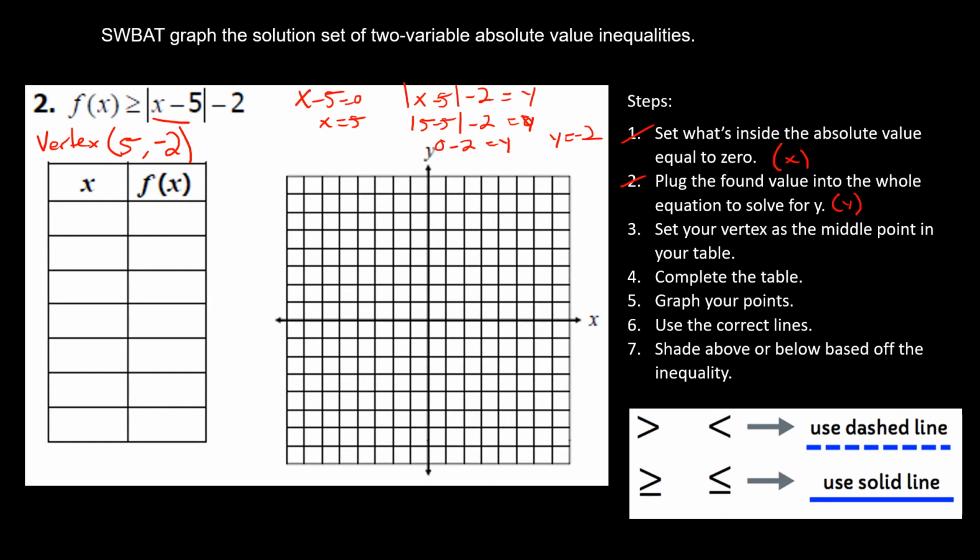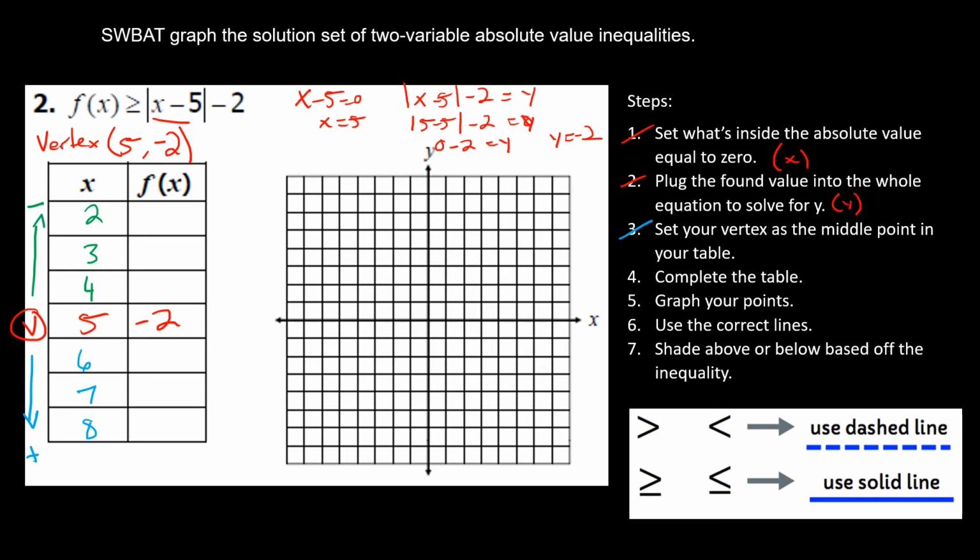Okay, we're going to set our vertex as the middle point of our table. So here's my middle point. We're going to say 5, negative 2. And then we're going to start by completing our table. So if we're at 5, we want to make sure that as we go down, we're increasing, and as we go up, we're decreasing. So if we have 5, then we have 6, 7, 8, and then 4, 3, 2.